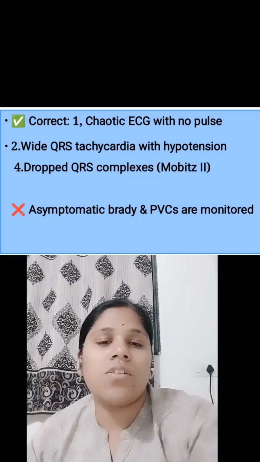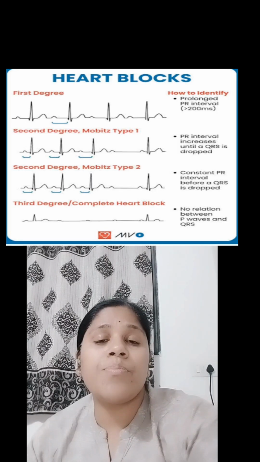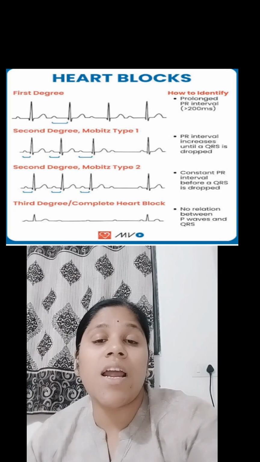not an emergency. Okay. So here are the ECGs of first degree heart block, second degree heart block, and third degree heart block. In first degree heart block, we can identify a prolonged PR interval with each beat. In second degree heart block, the PR interval progressively prolongs from beat to beat until there is a missed QRS complex. But in second degree heart block Mobitz type 2, the PR interval is constant until there is a missed QRS beat.